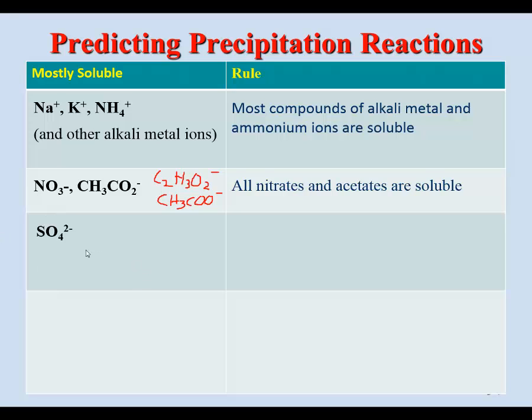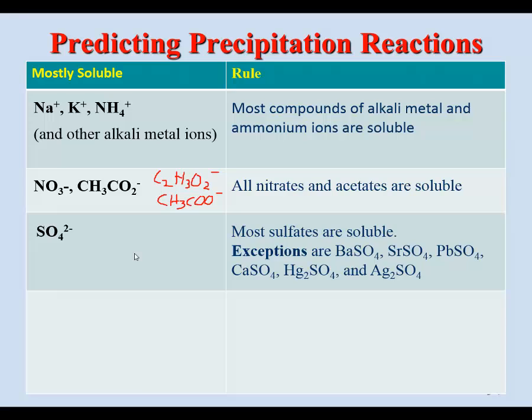Now, if I see sulfate, now many sulfates are soluble, but not 100% of them. So predict that sulfates are soluble unless we have them paired up with barium, strontium, lead-2, calcium, mercury-1, or silver. Okay, so if I see those situations, I would expect that they would form a precipitate.